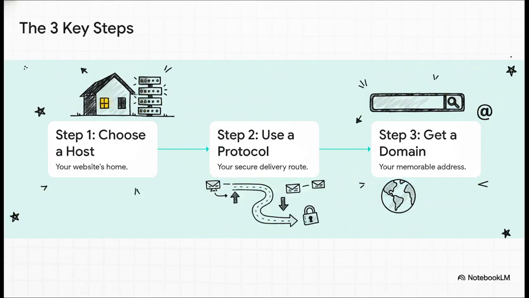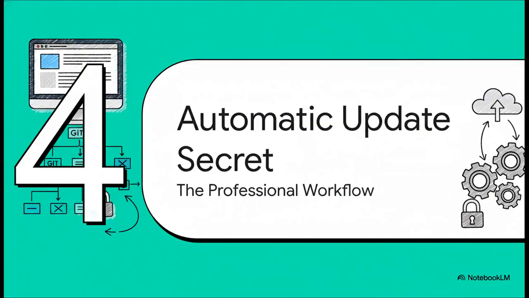That's your site's home. Step 2, use a protocol like Git. That's your delivery route. And step 3, get a domain name. That's the public address. Home, route, address. Simple as that.